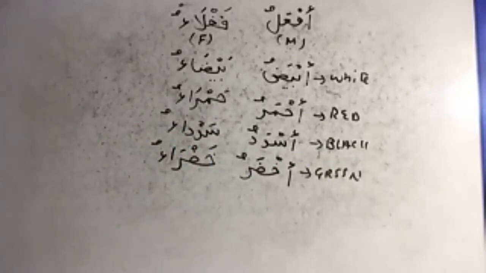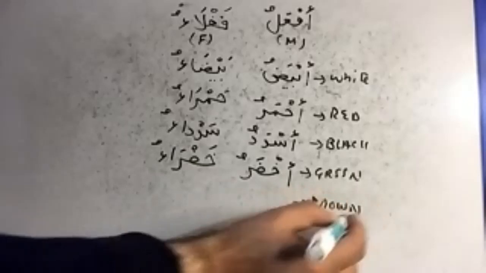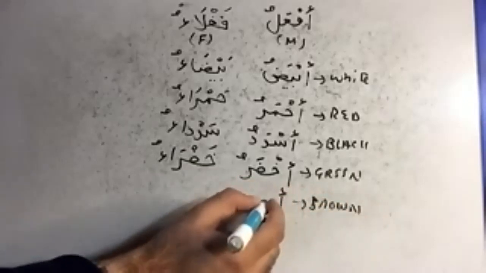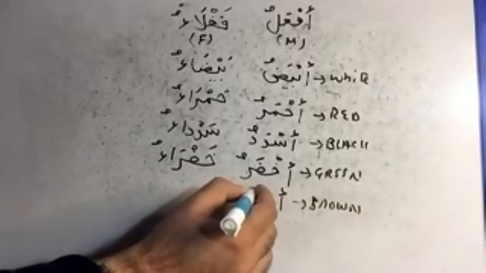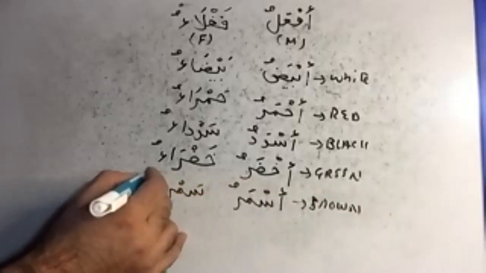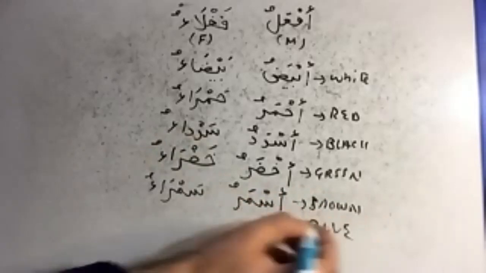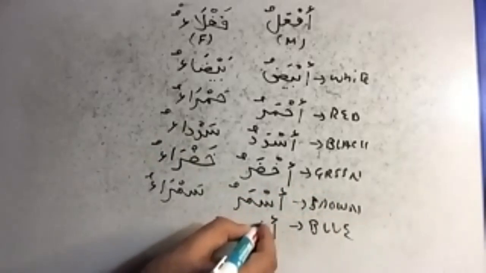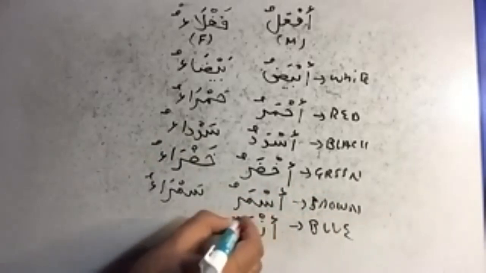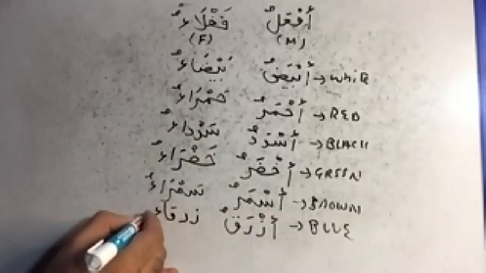So what else do we have? We'll use one more, brown. So you have to memorize them, okay? When we memorize these, then we'll move further. Asmaru, samraa'u. I'll do one more. My favorite color. How can I forget? Azraqu, zarqaa'u.